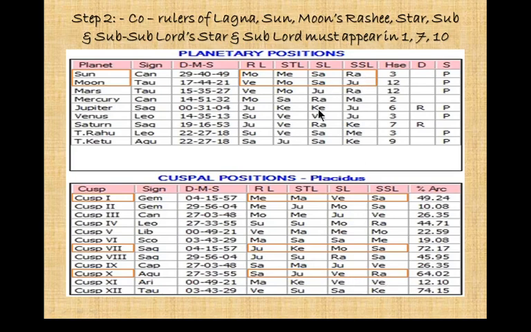Sun was in the sub-sublord of Rahu. Rahu is in the star of Venus and sublord Saturn. Venus appears in 1 and 10. Saturn appears in 1, 7 and 10.